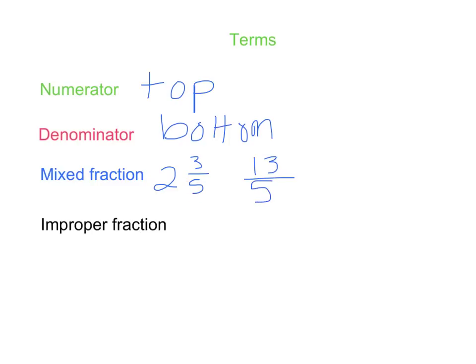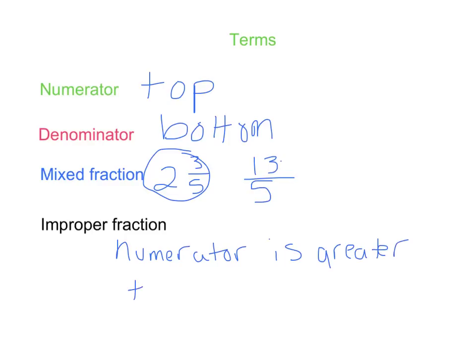So if I want to change that mixed fraction to an improper fraction, I'd get 13 over 5. Multiply 2 times 5, add the 3 to get 13 over 5. The reason we do that is because we will always be working with improper fractions in here unless I tell you otherwise. So an improper fraction is simply where the numerator is greater than the denominator, or the top is larger than the bottom.